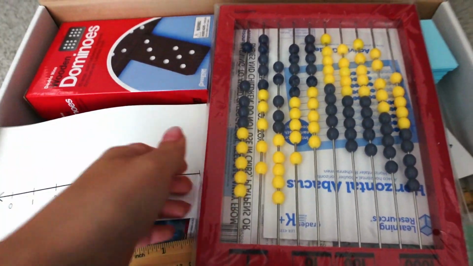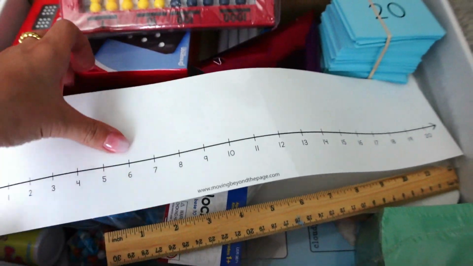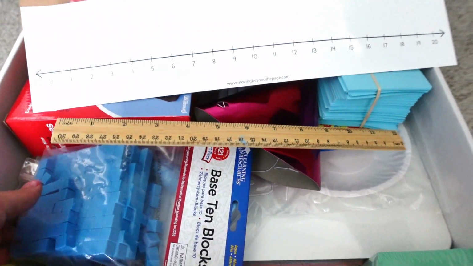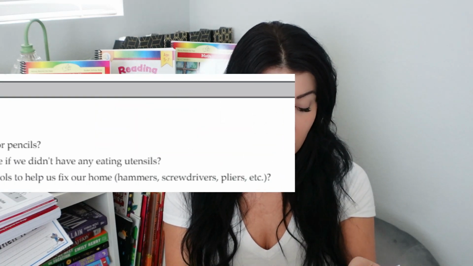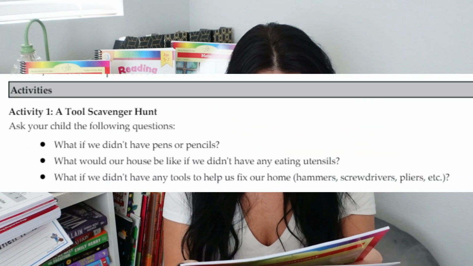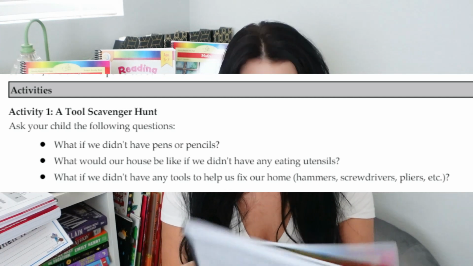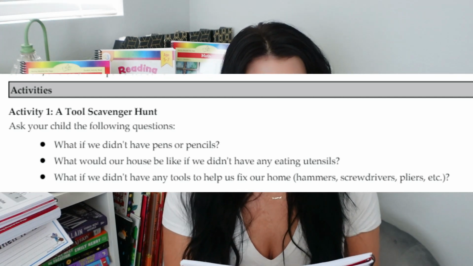It has the introduction. So as the parent, I'm going to go through the introduction, and then we're going to move into our activities. The first activity is going to be a tool scavenger hunt. So first, before your child starts their scavenger hunt, you're going to ask them some different questions. The different questions are, what if we didn't have pens or pencils? What would our house be like if we didn't have any eating utensils? What would happen if we didn't have any tools?